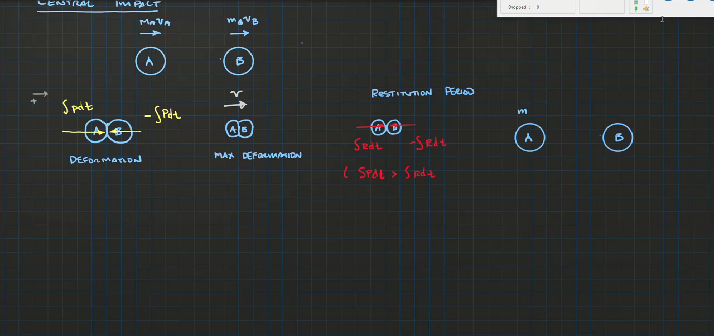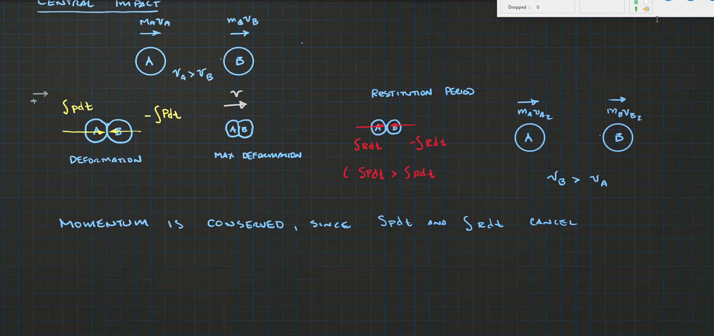Now with a different velocity from before. And at this point, the velocity of B is a little greater than the velocity of A, allowing the separation. And up here, velocity A is greater than the velocity of B.